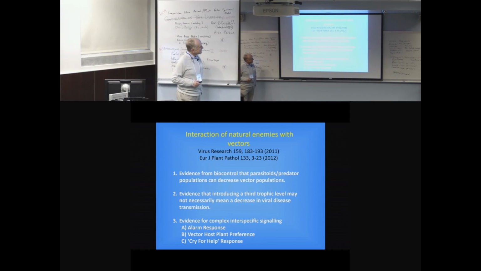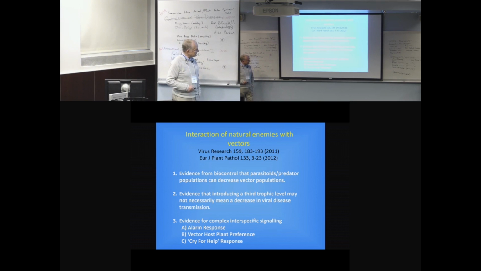Natural enemies. Again, this is published work, and we start off with the basic premise that biocontrol has shown that parasitoid predators can decrease vector populations. There's also some experimental evidence that actually introducing this higher trophic level does not necessarily mean a decrease in viral disease transmission. And there is also a lot of evidence of some of these complex signaling devices where, for example, you can have an alarm response where if a vector is on a plant, the plant responds by sending out a signal which will attract a parasitoid.